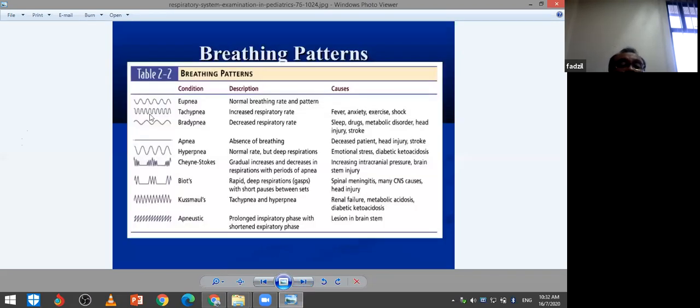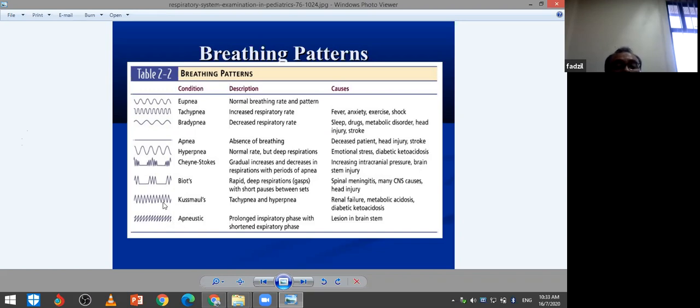So the breathing pattern: tachypnea, eupnea is normal, bradypnea, apnea, hyperpnea is increased. The deep breathing of the respiratory pattern, in brain stroke, is a brain stem abnormality, the breathing stops. This one is spinal meningitis, you cannot differentiate between these very much. So small, this means metabolic acidotic breathing, and this brain stem one means that it is end stage, which will be very difficult for you. How long is the phase?